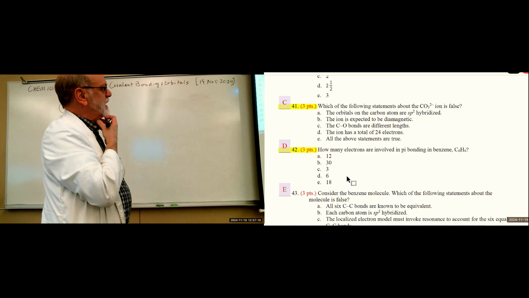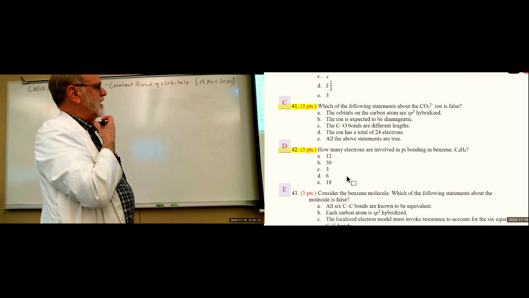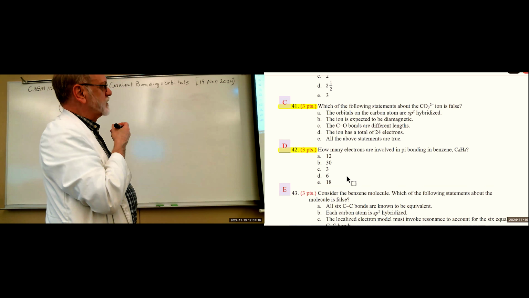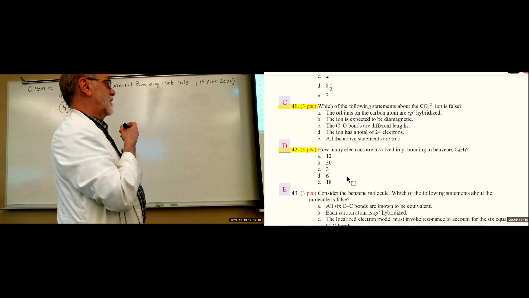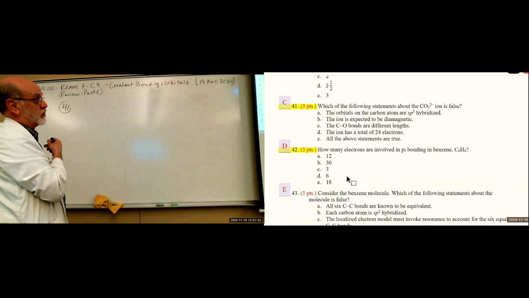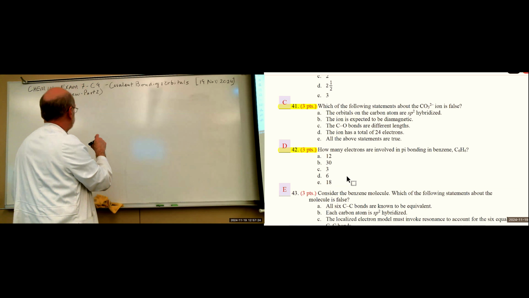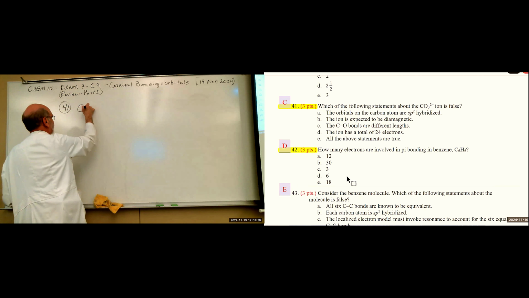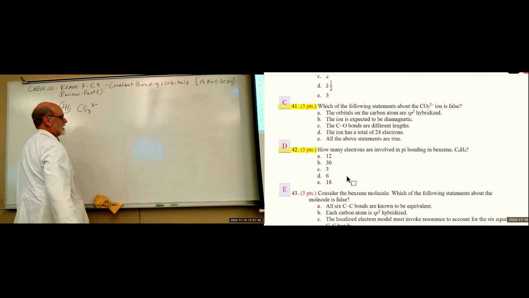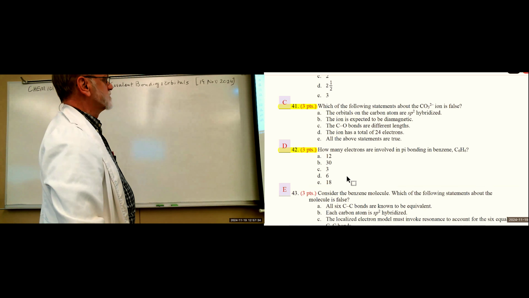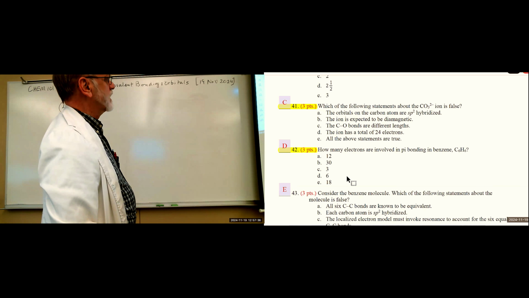Which of the following statements about the CO3 2- ion is false? That's true. The way it's written, there can only be one that's false. Assuming I didn't make another mistake. All right. A: The orbitals on the carbon atom are sp2 hybridized.